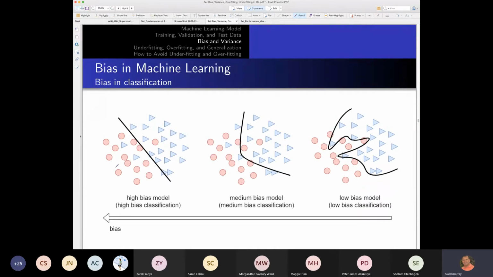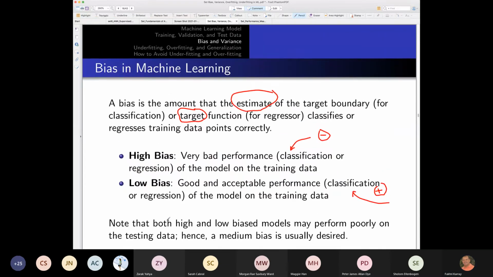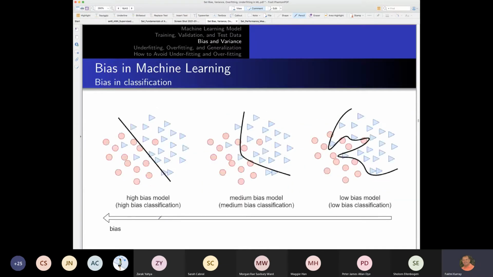So going back to that particular example, as you can see, the more we go this way, the bias increases. Okay, so here for this particular system, as you can see, this boundary is very well structured to separate between these two types of data points. So it separates between these points and these points. So for this particular model, we say at first glance it has low bias classification.